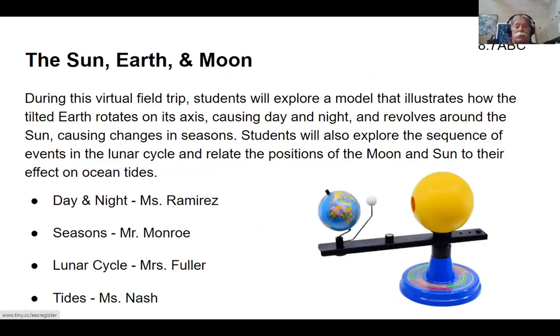Today we're going to do a program called the Sun, Earth, and Moon. During this virtual field trip, students will explore a model that illustrates how the tilted Earth rotates on its axis, causing day and night, and revolves around the Sun, causing changes in seasons. Students will also explore the sequence of events in the lunar cycle and relate the positions of the Moon and Sun to their effect on ocean tides.